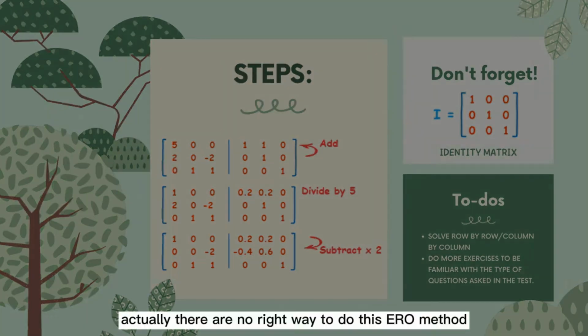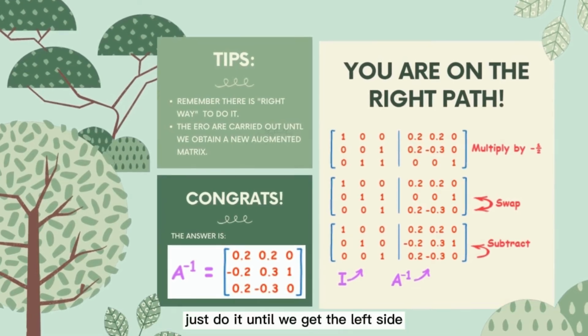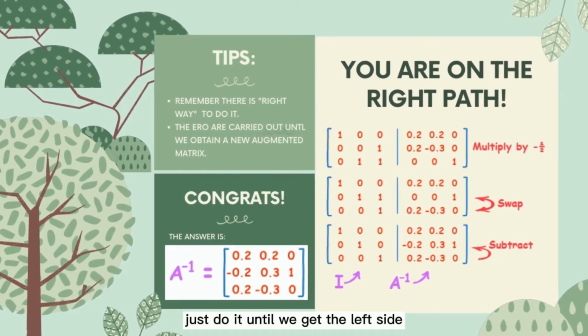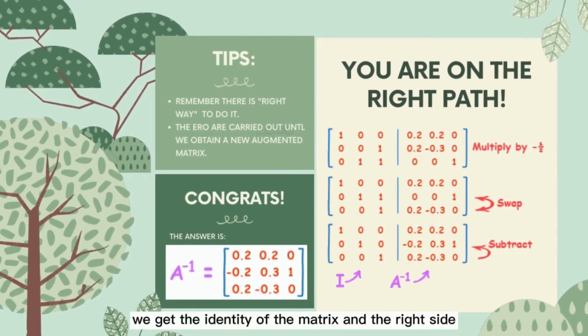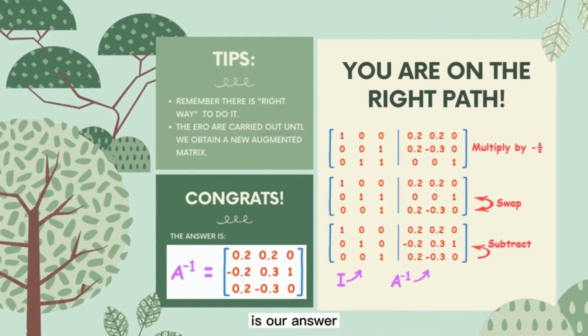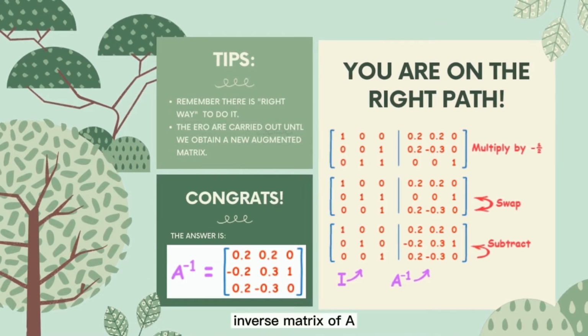Actually, there is no single right way to do this ERO method. Just do it until the left side becomes the identity matrix, and the right side is our answer, the inverse matrix of A.